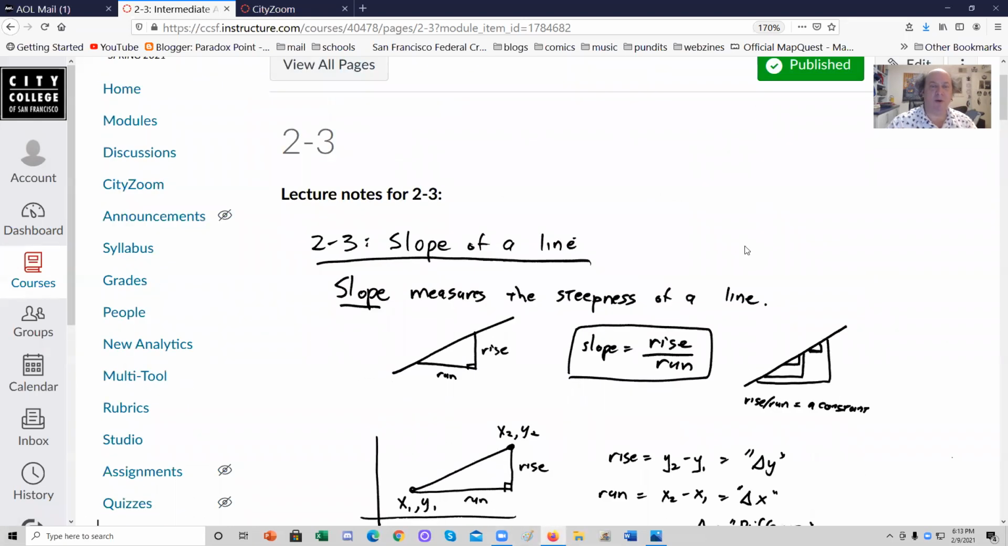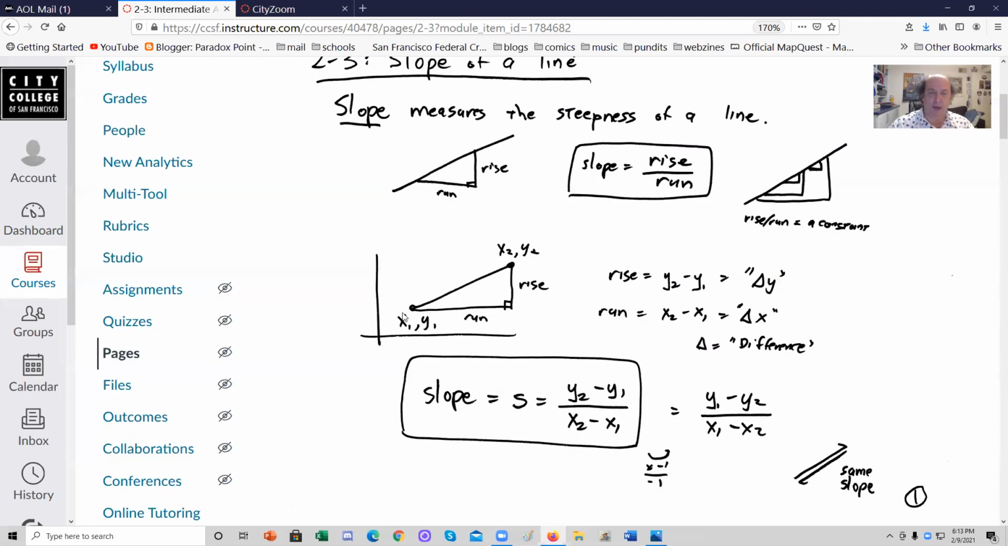All right, for today, we're going to be talking about lines and slopes and equations of lines. The slope of a line is a measure of how steep the line is. Take a line and compare a horizontal distance to a vertical distance. The horizontal distance is called the run, the vertical distance is called the rise. The ratio between the two is always a constant for a given line. And so that ratio, rise over run, is called the slope.